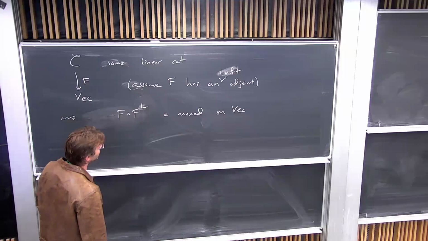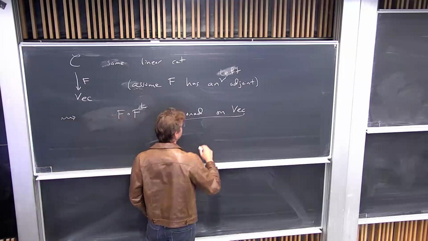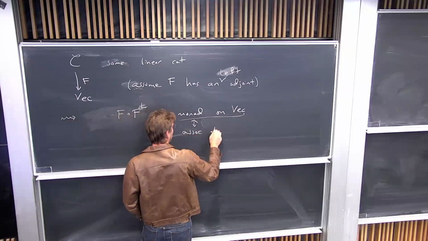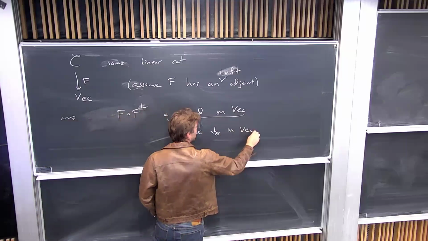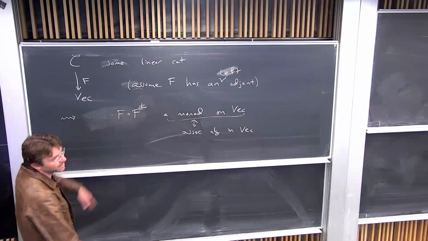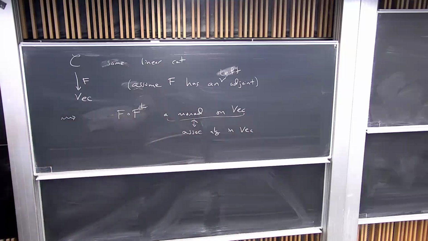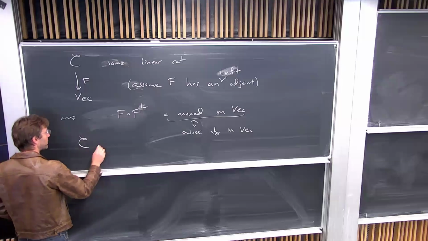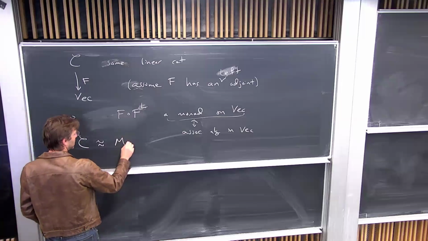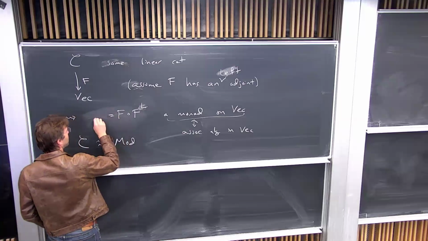And this is just the same thing: monads on Vec are the same thing as associative algebras in Vec, just because of some magic property of Vec, because the endomorphisms of the category of vector spaces is the category of vector spaces, if I say the word linear enough times. And this algebra is very nice. It tries to approximate C. So C is approximated by the representations, the modules for this algebra.